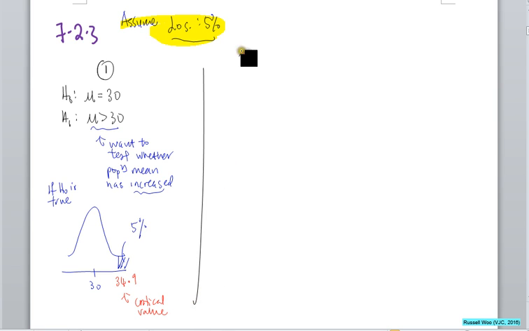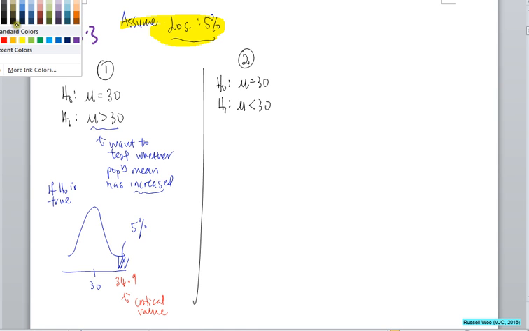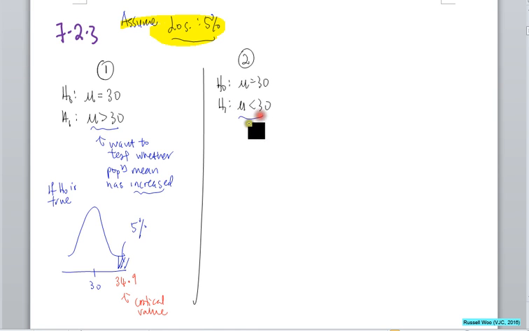Second case. Can we say that in another experiment, mu 30, if I have this as my alternative hypothesis, this one I want to test whether the population mean has decreased. Which actually means this.